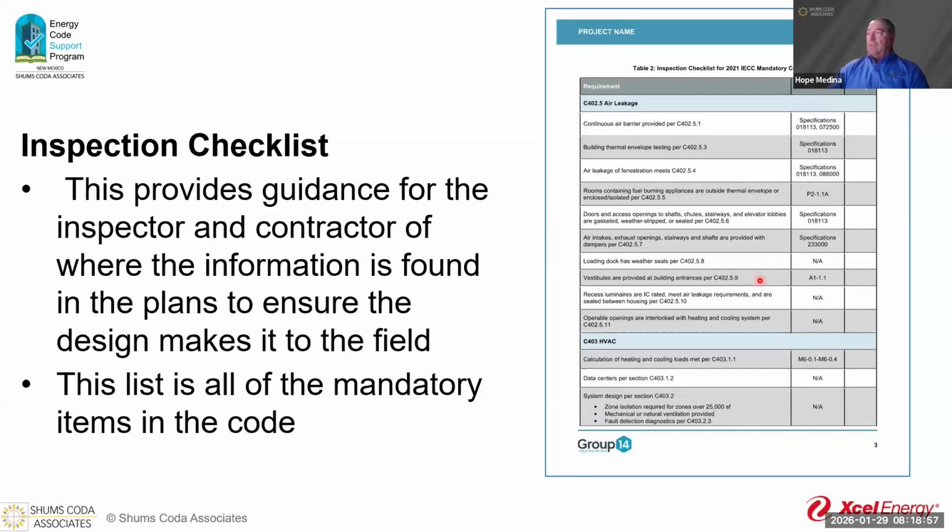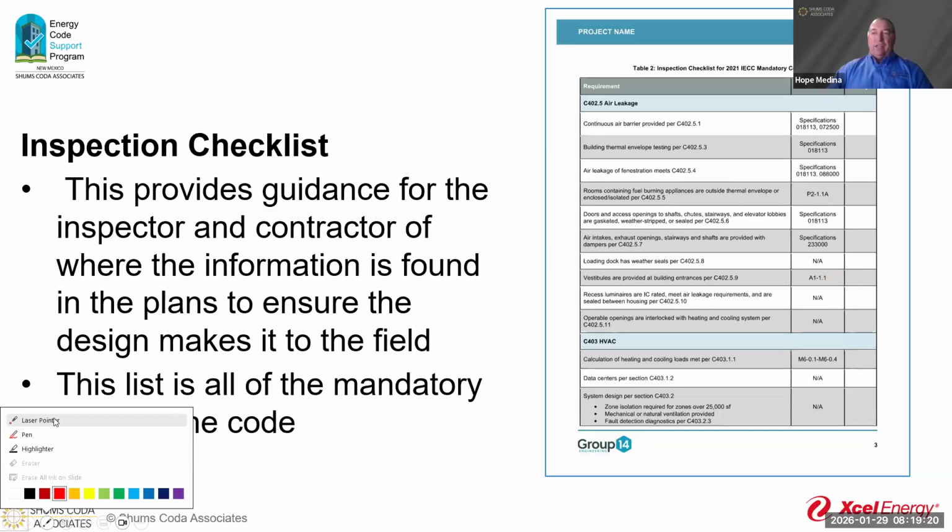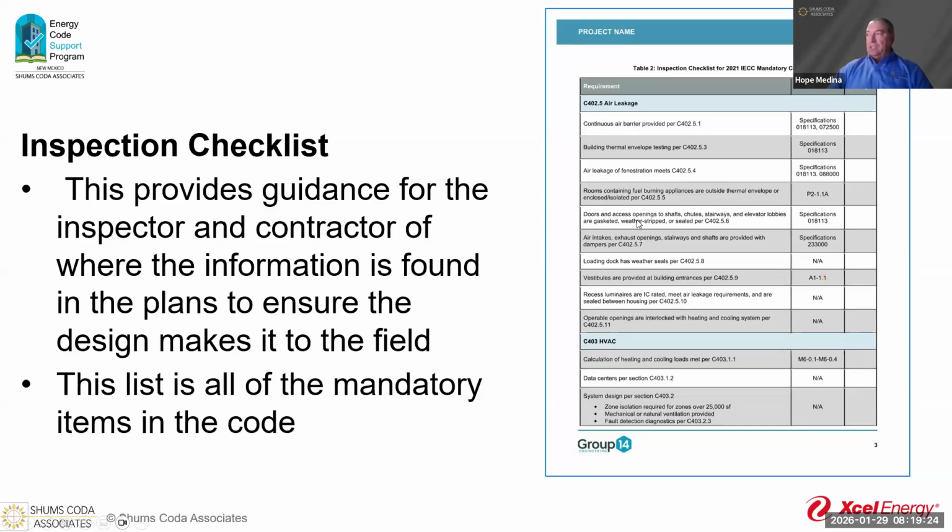You can see here that our vestibules are provided at the building entrances per C402.5.9, and we can find that on sheet A1-1.1. Like I said before, this is like old school Cliff Notes, or let's say an AI summary of the plans. It goes through and lets us know very quickly what we have, gives us the highlighted areas, and gives us where we need to go to get more in depth on it.